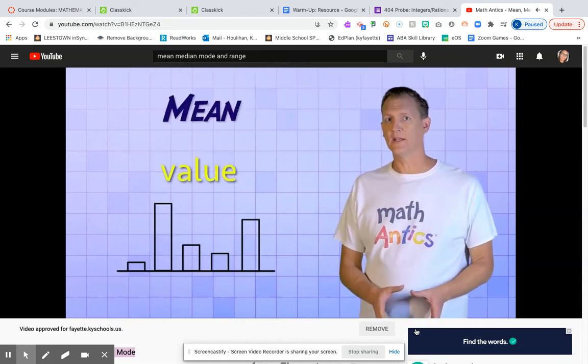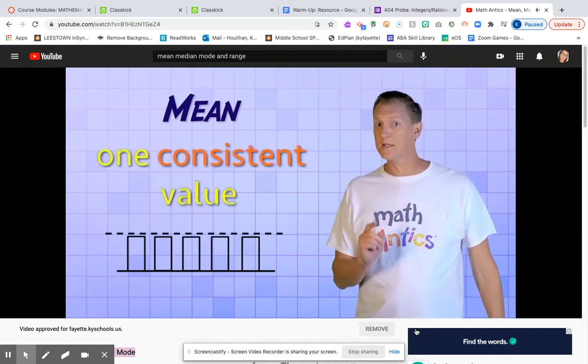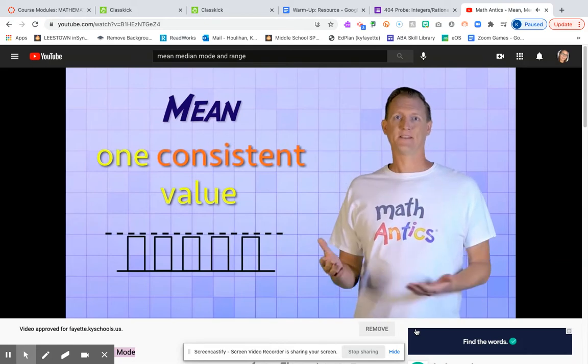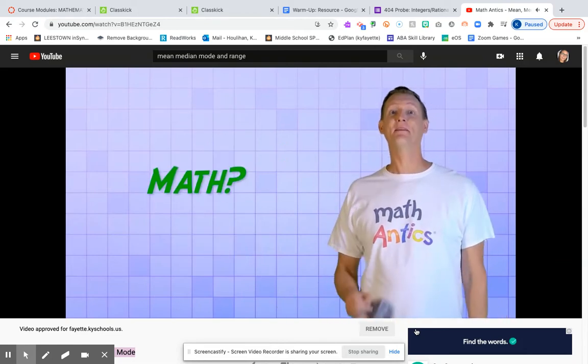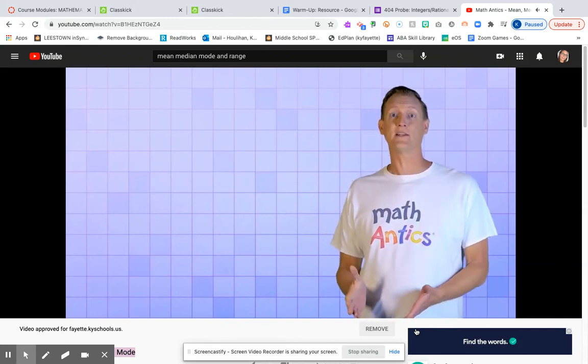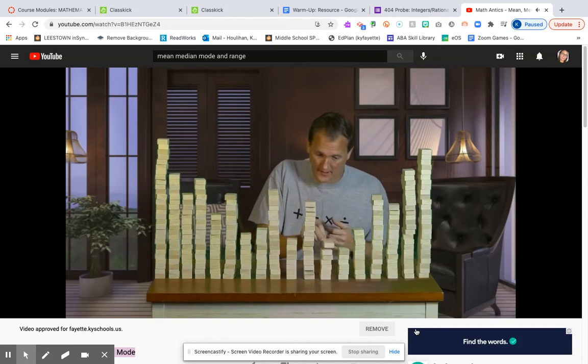It's the value you'd get if you could smooth out or flatten all of the different data values into one consistent value. But is there a way that we could use math to calculate the mean of a data set? After all, it would be very inconvenient if we always had to use stacks of blocks to do it. There's got to be an easier way.